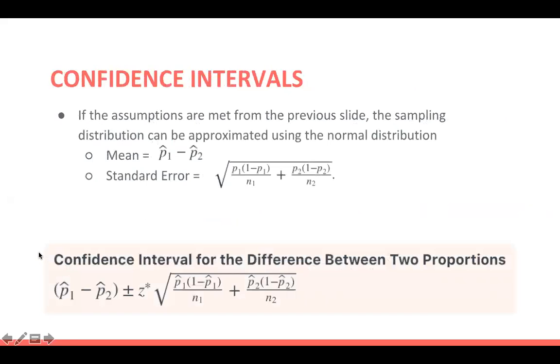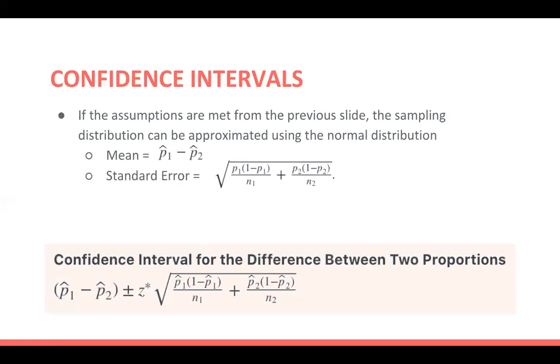All right, so first we're going to start with confidence intervals, and then we're going to move on to hypothesis testing. So if the assumptions are met from the previous slide, the sampling distribution can be approximated using the normal distribution. So here with the normal distribution, our mean is equal to p hat 1 minus p hat 2, and then our standard error is equal to the square root of p1 times 1 minus p1 over n1 plus p2 times 1 minus p2 over n2. So it's kind of a mouthful, but it's pretty repetitive and symmetrical on each side.